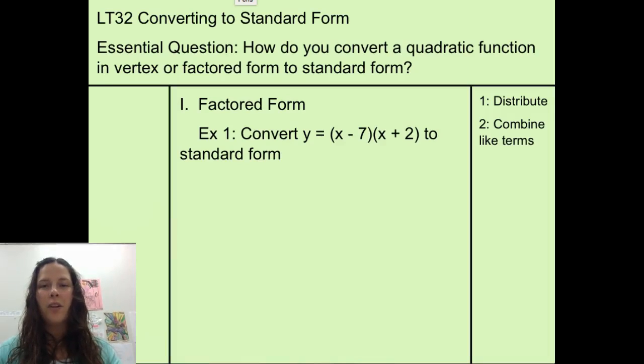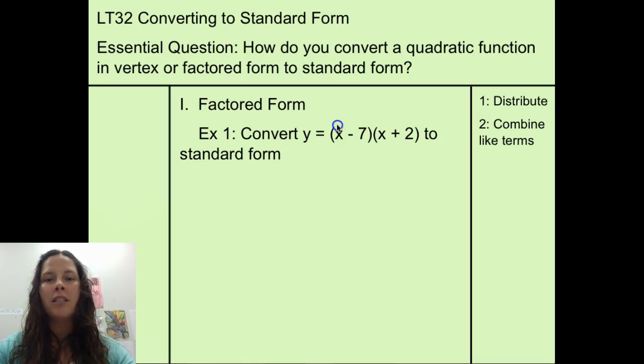Our last lesson for the quadratics unit is converting from vertex or factored form back into standard form. I decided to start with factored form first because we actually saw this back in Try 1 when we learned how to multiply polynomials. So this first piece should be a review, but we need to jog our memories sometimes. So the way that we multiply binomials is what I call double distribution.